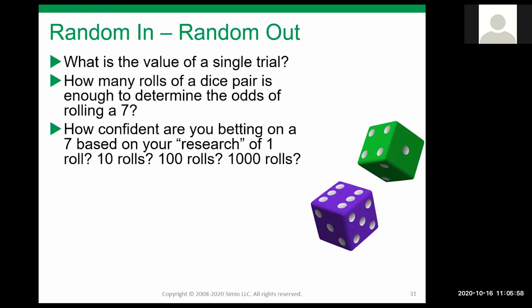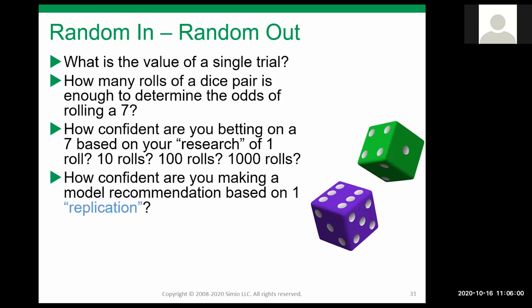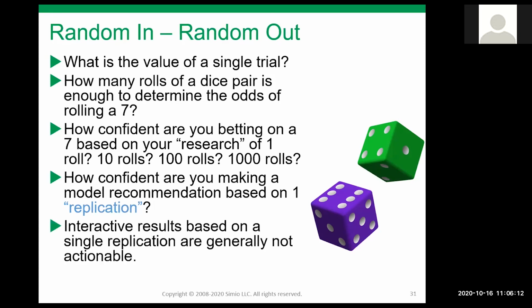So if you're not confident betting your life savings on one roll of the dice, how confident are you at making a model recommendation based on one replication? And I would say that interactive results based on a single replication are generally not actionable.